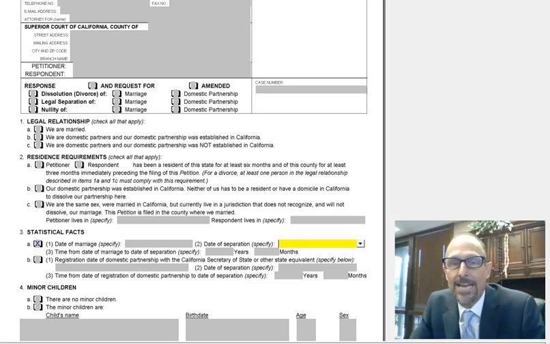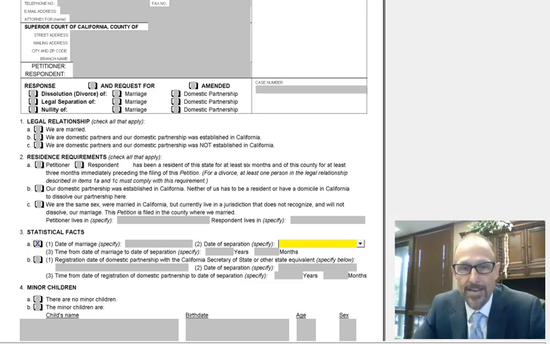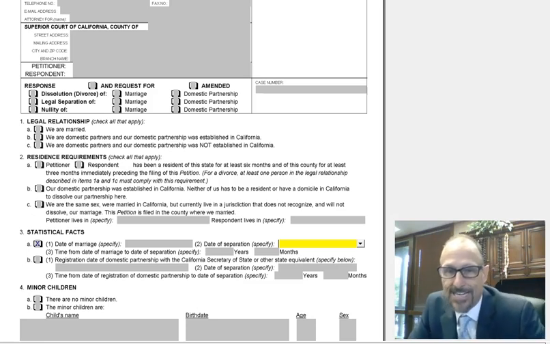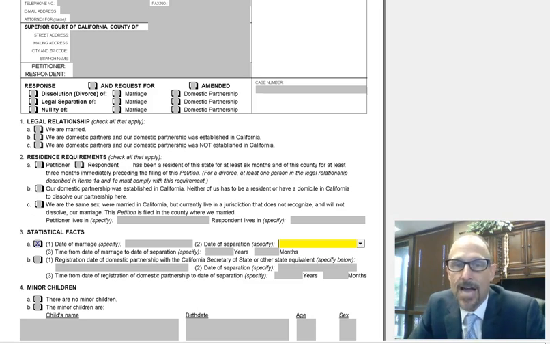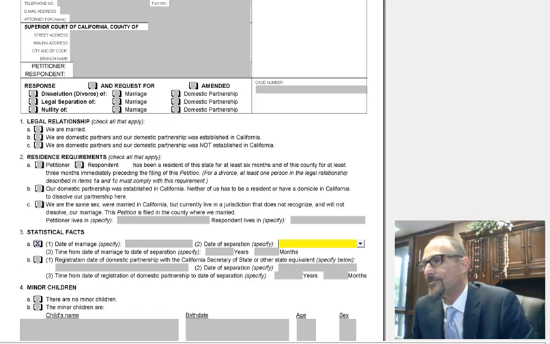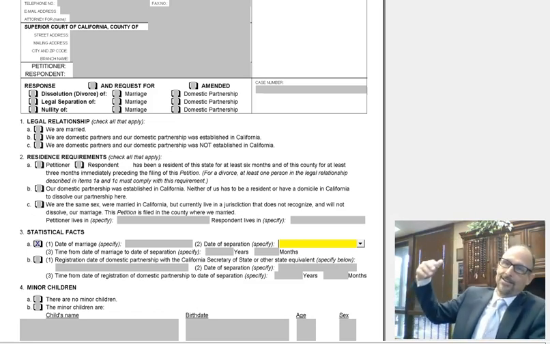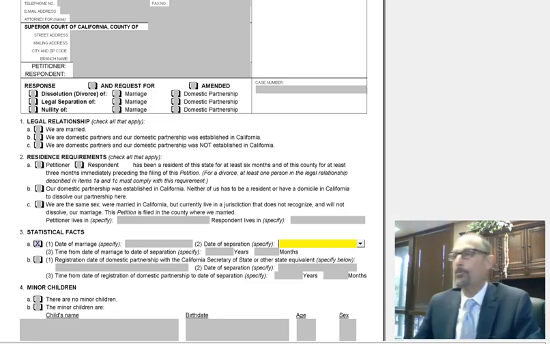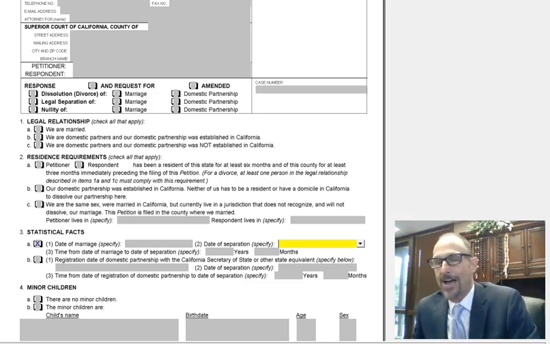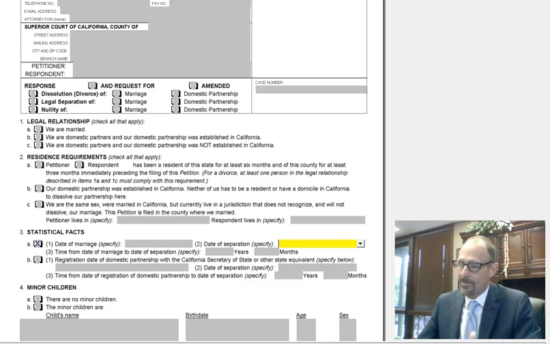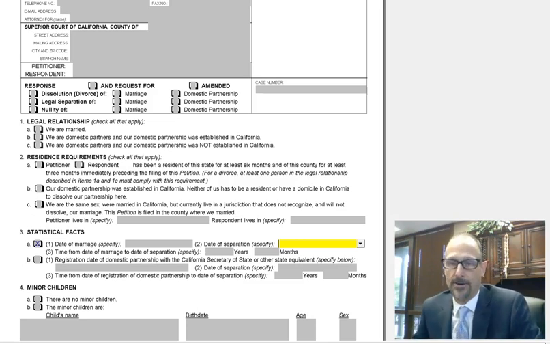Then in number 3, it's A3. Under statistical facts, it asks for the time from the date of marriage to the date of separation. So this is the length of your marriage. So if you got married January 1st, 2015, and you got separated June 30th of 2016, then that is going to be a 1-year, 6-month marriage.